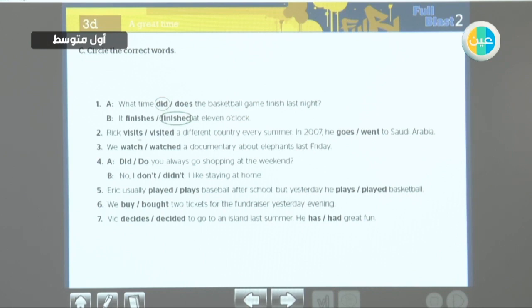2: Rick visits or Rick visited a different country every summer. Every summer, as a routine, so present simple. So Rick visits. The verb ends with S in the present simple. In 2007, that means in the past. In 2007, he goes or he went to Saudi Arabia? Yes, the past of go is went. He went to Saudi Arabia in 2007.